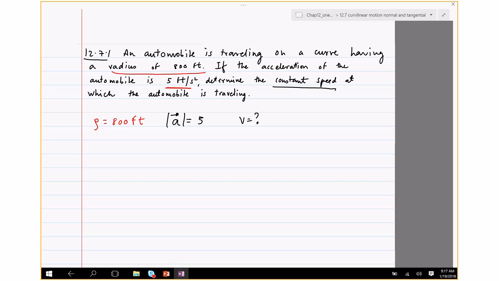So let's try to write the formula for acceleration, because we know something about the acceleration in tangential coordinates. So a is a_t u_t plus a_n u_n. We have written this down as v dot times u_t plus v squared divided by rho times u_n. So the magnitude of acceleration is the square root of v dot squared plus v squared divided by rho, squared.